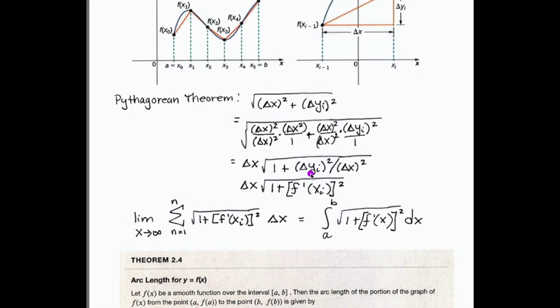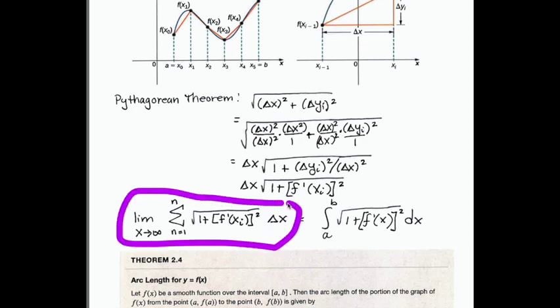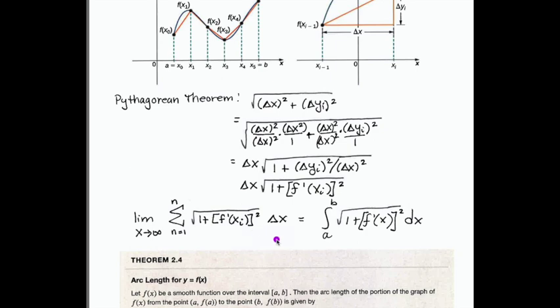Now, I want to add them all up, but I want to find the limit as n goes to infinity. We want to take an infinite number of intervals, which makes those intervals get smaller and smaller. So that would be this here. And then using this idea, we can translate it into an integral. So to find the arc length on an interval from A to B, you would take the square root of 1 plus the derivative, and then you square it.